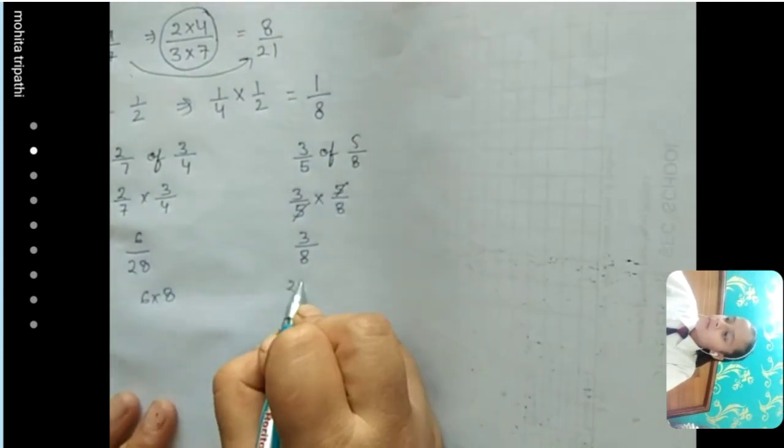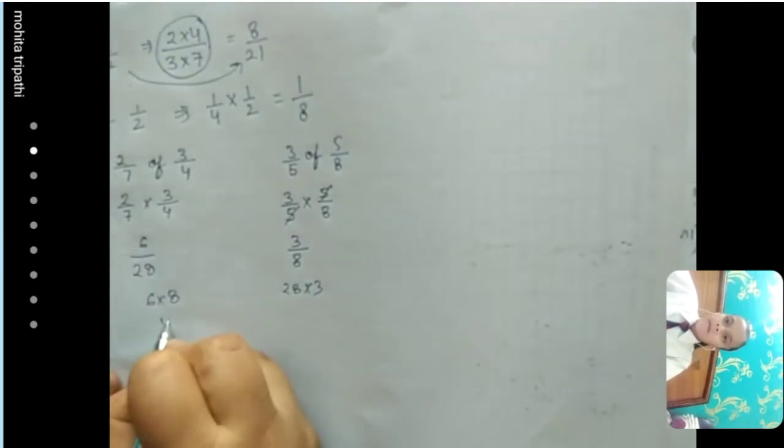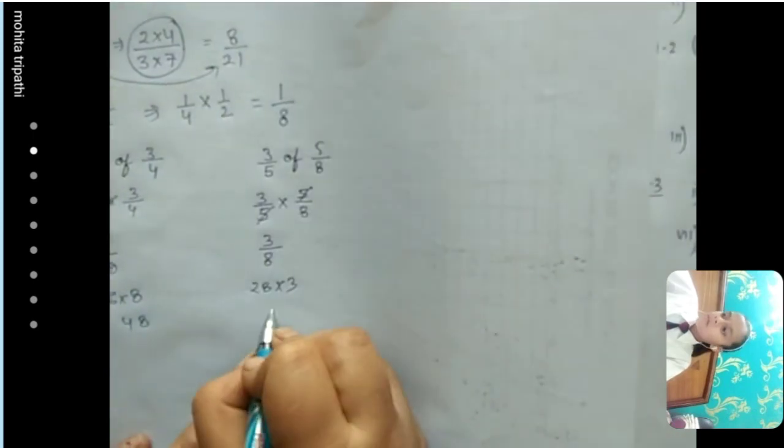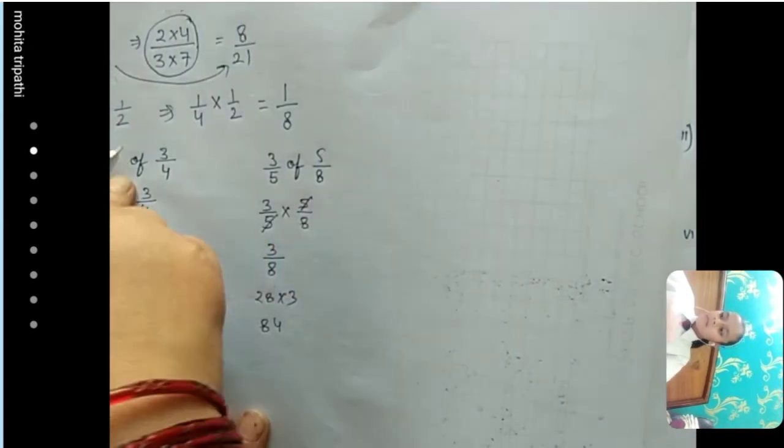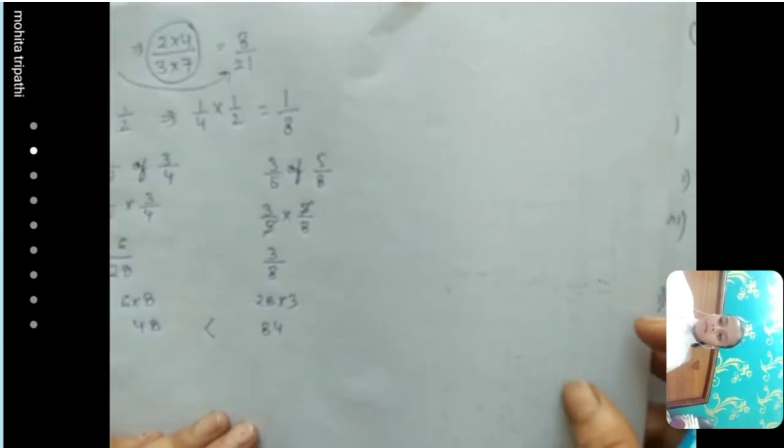Now second step, what will you do? Just do the cross multiplication. 6 into 8, and here it is 28 into 3. When you are doing the cross multiplication, what are you getting? It is 48. It is 84. So which one is the greater one? Now easily you can find out that 3 upon 5 of 5 upon 8 is greater than 2 upon 7 of 3 upon 4.